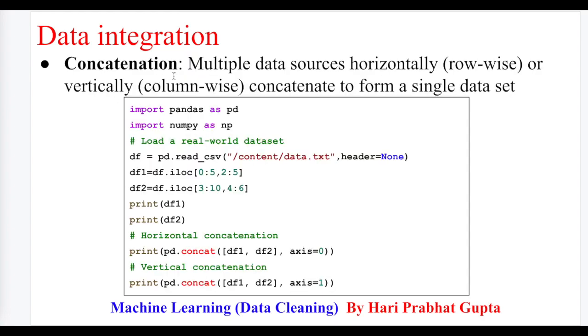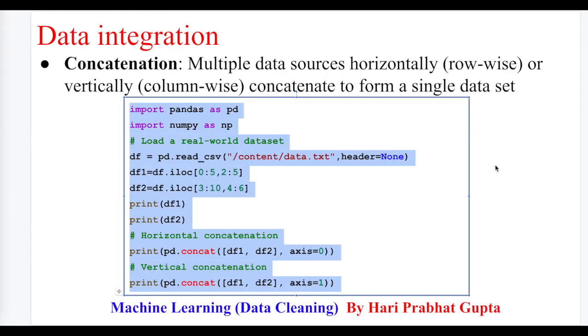In concatenation, multiple data sources are concatenated horizontally, row-wise, or vertically, column-wise, to form a single data set. So in concatenation there are two ways: either you can do it horizontally or vertically. Horizontally, row-wise, we can concatenate, or vertically we can concatenate column-wise. This is an example code, and we will run it on Google Colab so that we can check the output of this program.